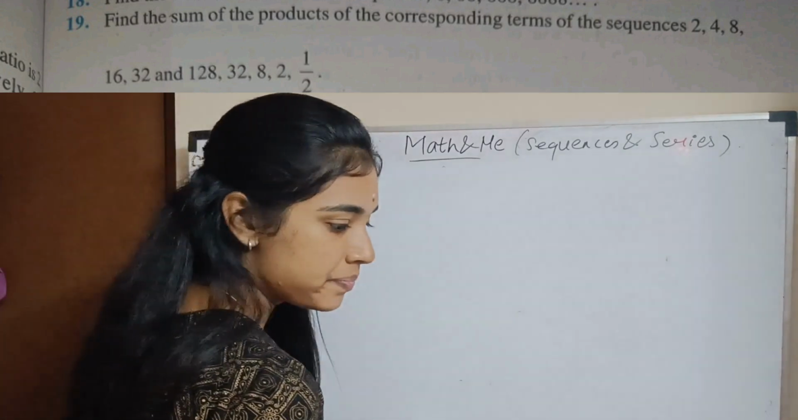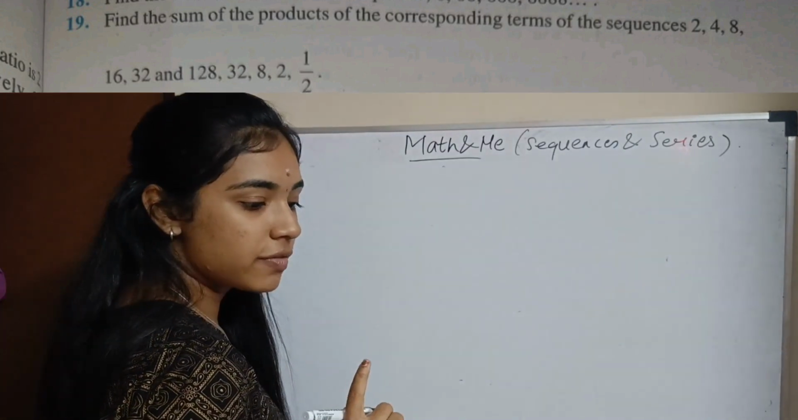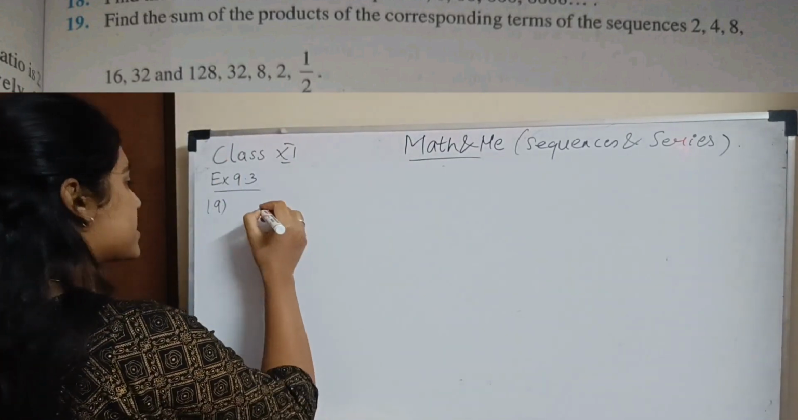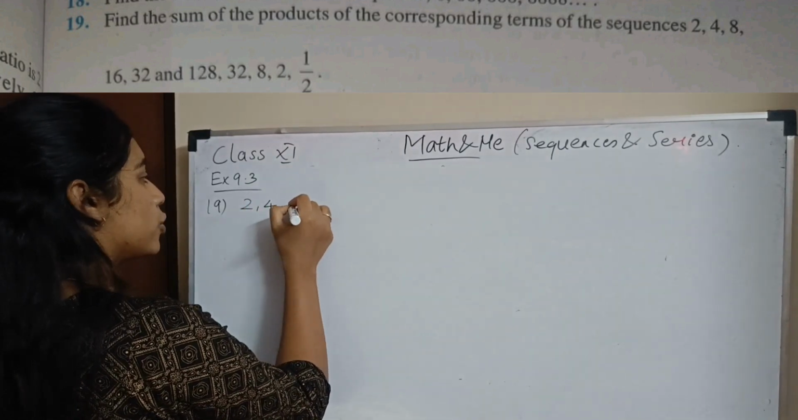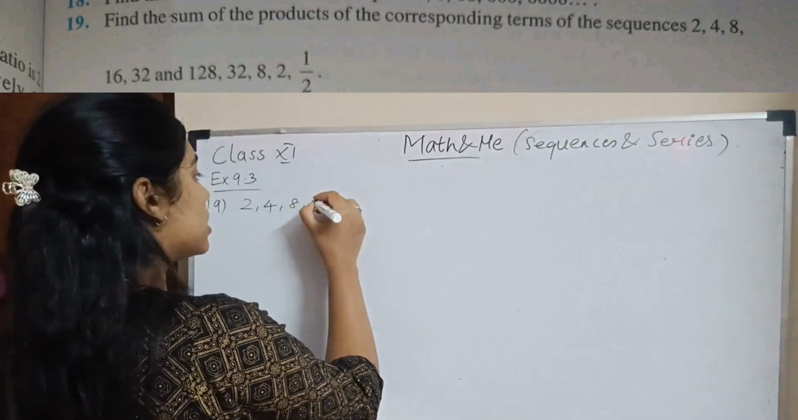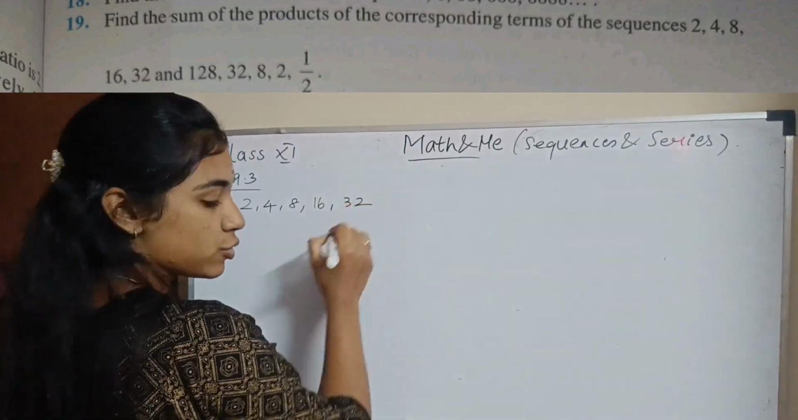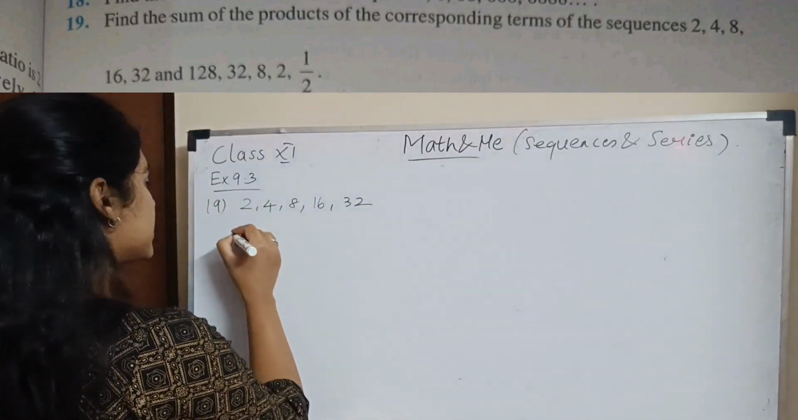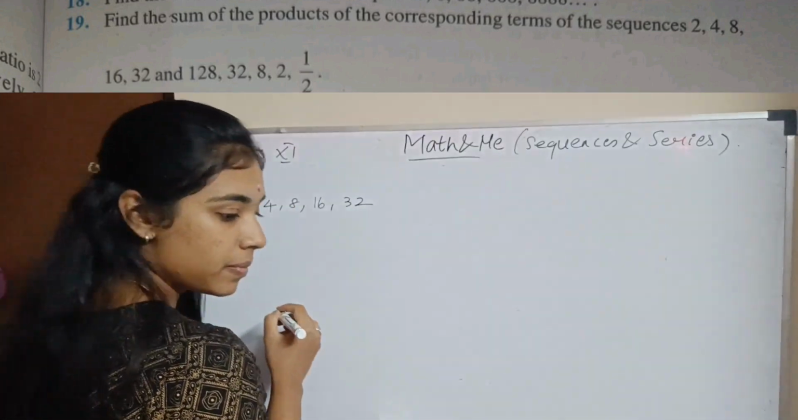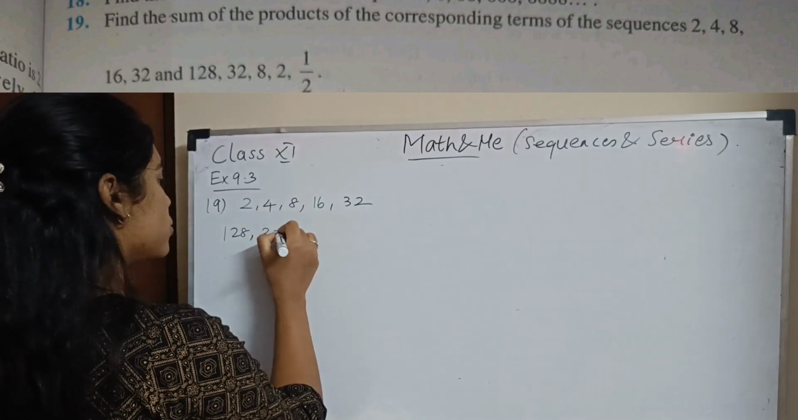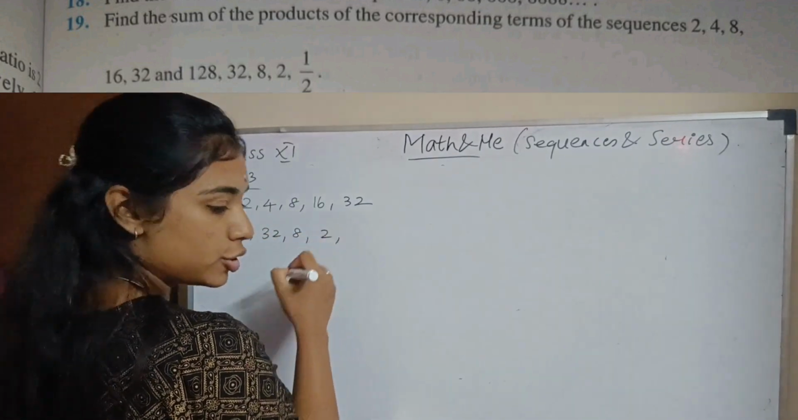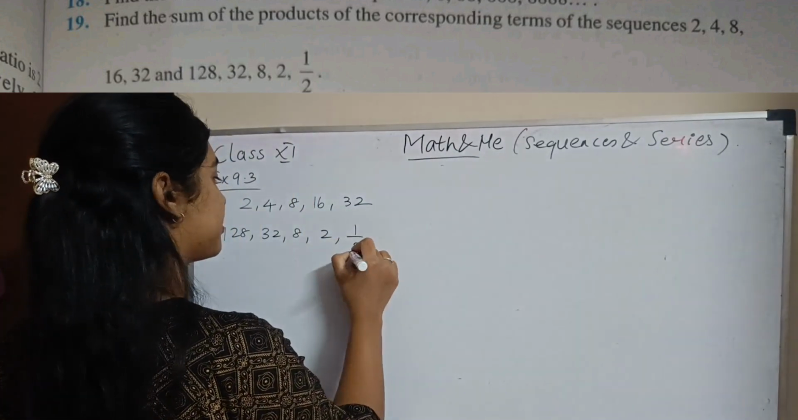Question number 19. Find the sum of the products of the corresponding terms of the sequence 2, 4, 8, 16, 32. And what is my other sequence? 128, 32, 8, 2 and half.